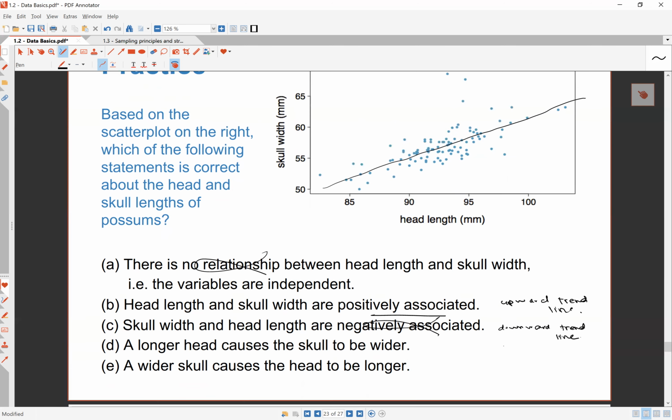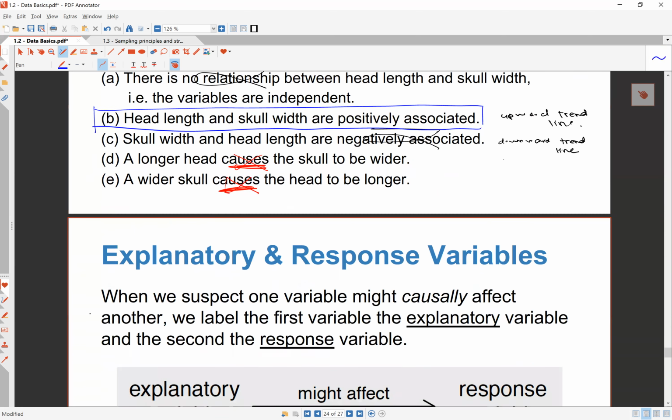And just looking at these interpretations, be careful of the word causes. From data alone, we cannot make causal statements. So the correct interpretation here is to say head length and skull width are positively associated with one another because we see an upward sloping trend line.